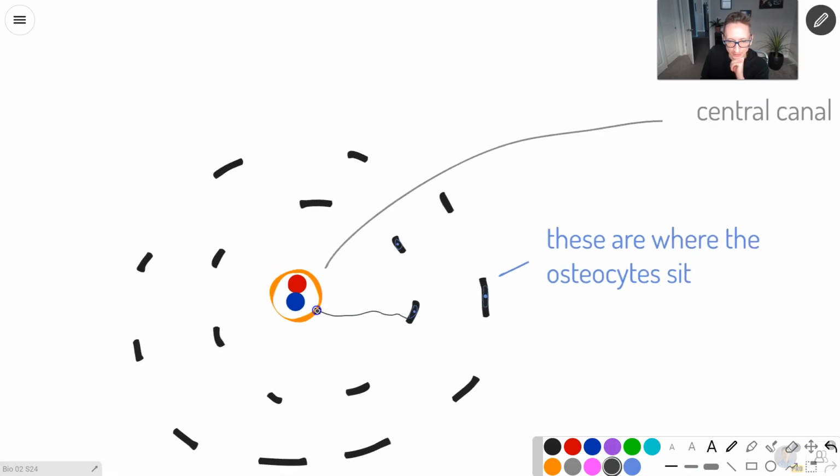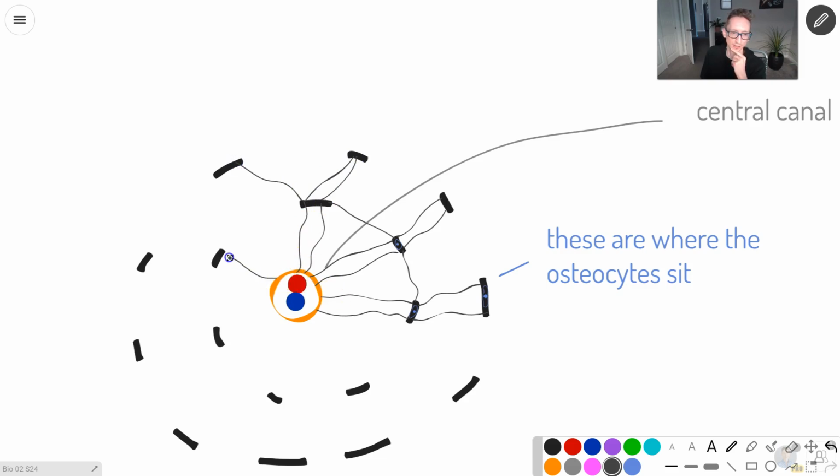And what they do is they connect to this central canal. And they form this beautiful network. And these are essentially a giant diffusion network that allows the bone cells to be fed and to remove waste products. Because, again, remember, it connects to the cardiovascular system, the vasculature of your bodies. Very beautiful.